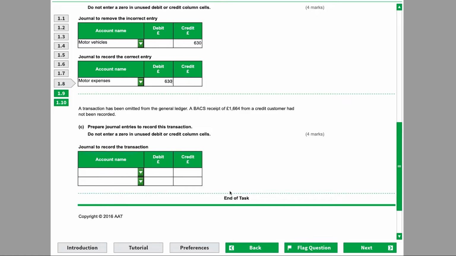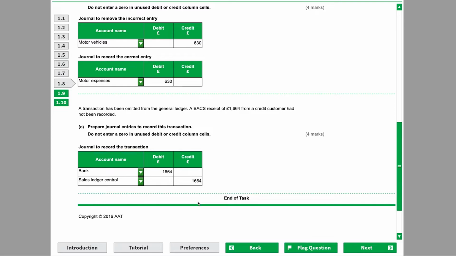So let's enter those in. So we want the bank and we want the sales ledger control account. We want to debit the bank to show the money coming in, and we want to credit the sales ledger control to reduce that balance. And that finishes task 8.